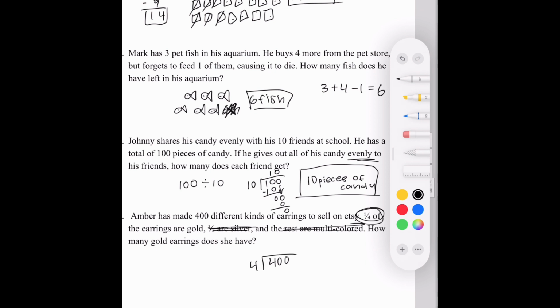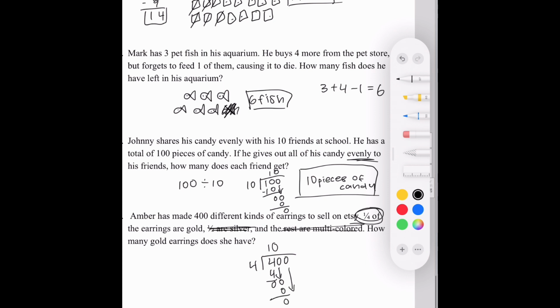How many times does 4 go into 4? Once. 4 times 1 is 4. 0. How many times does 4 go into 0? 0 times. 4 times 0 is 0. Bring down the 0. How many times does 4 go into 0? 0 times. 4 times 0 is 0. You get no remainder. So 1/4 of 400 is 100, which means that she has 100 gold earrings. And that's your answer.